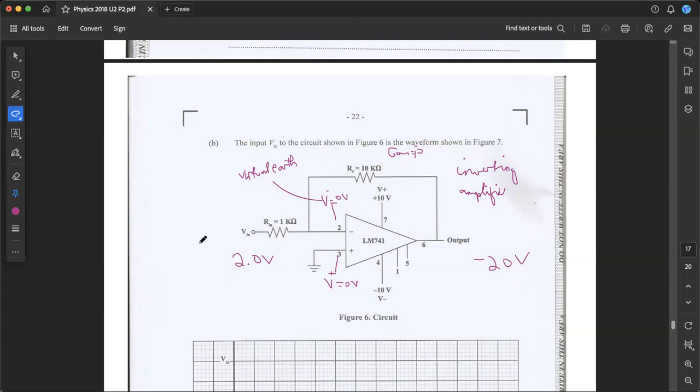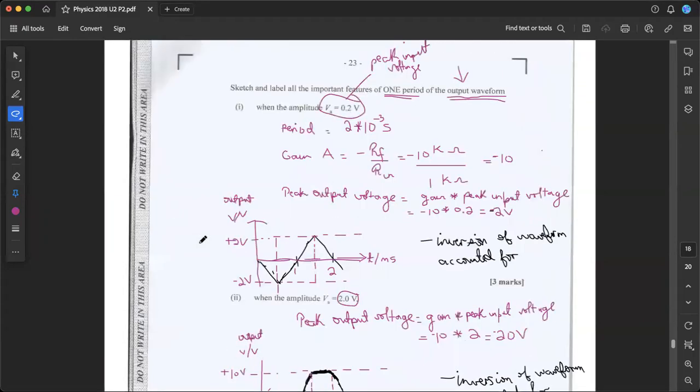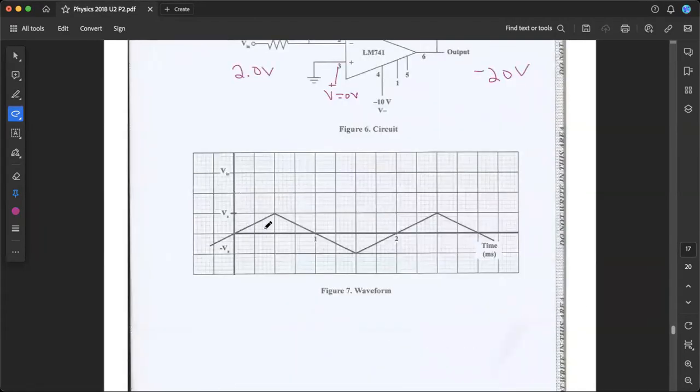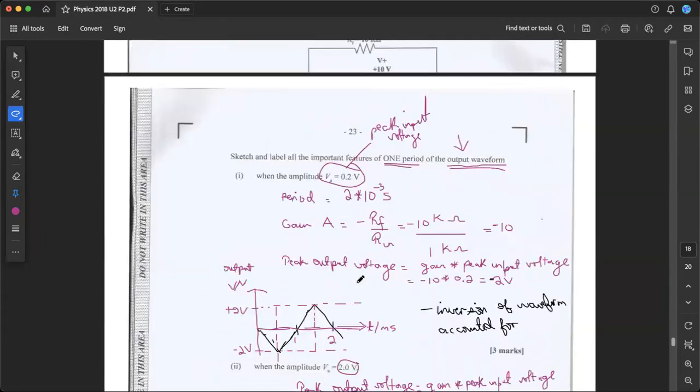All right, so let's scroll back down. This is just showing how I did the calculation. The peak output voltage is equal to the gain of -10 times 2, which is my peak input voltage, and that gives me -20 volts. So again, I have to invert the waveform from what it was originally.